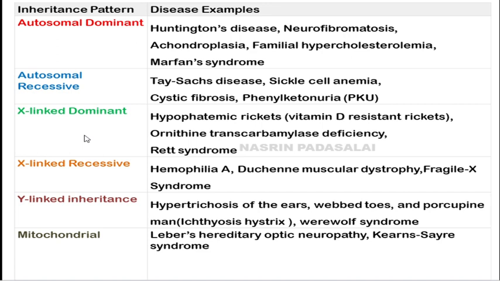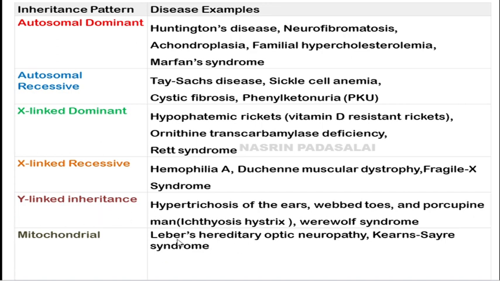Next is X-linked dominant, which includes vitamin D resistant rickets, Rett syndrome, ornithine transcarbamylase deficiency, and the examples of diseases following X-linked recessive include hemophilia A, DMD, Fragile X syndrome. The few traits following Y-linked inheritance include hypertrichosis of the ears, webbed toes, porcupine man, and werewolf syndrome. Sometimes you will notice a few men having body hair in all regions. So these traits follow Y-linked inheritance, and the genes for all these traits are located on the Y chromosome of males.